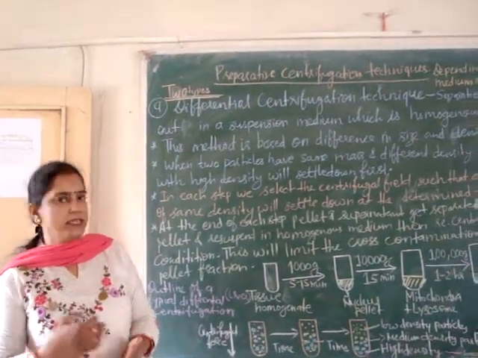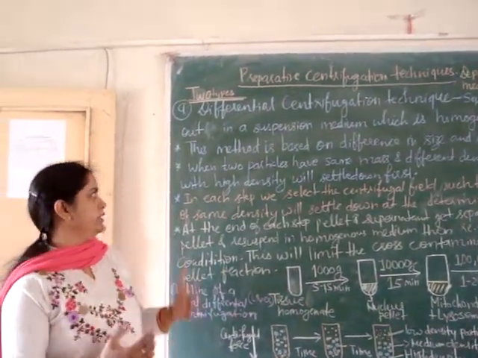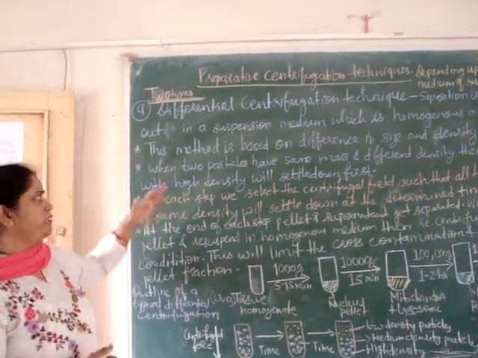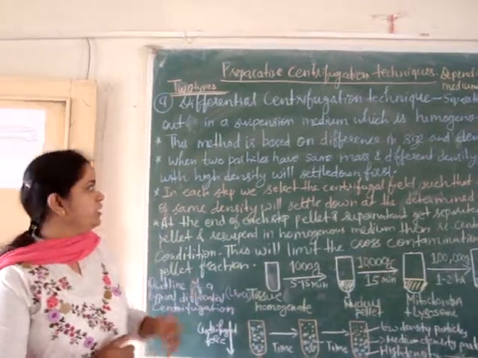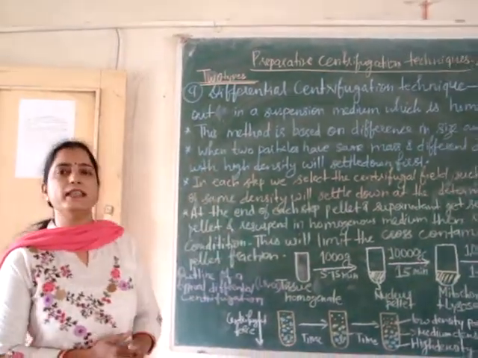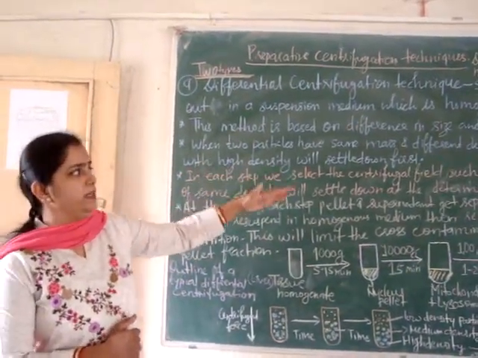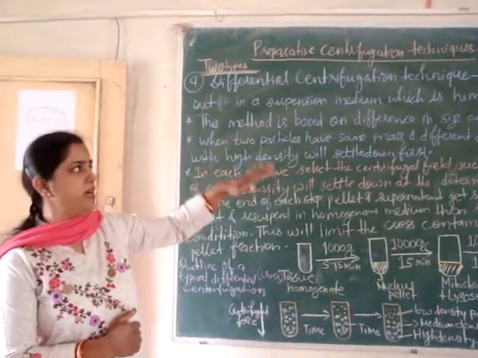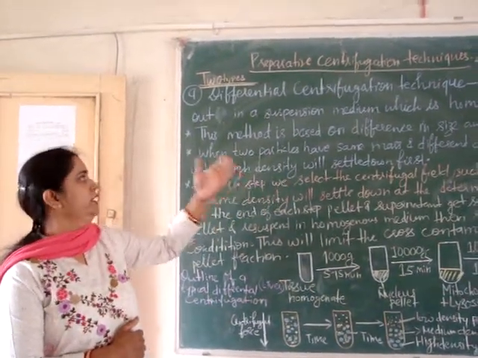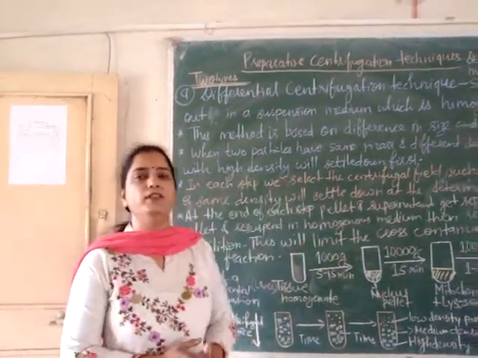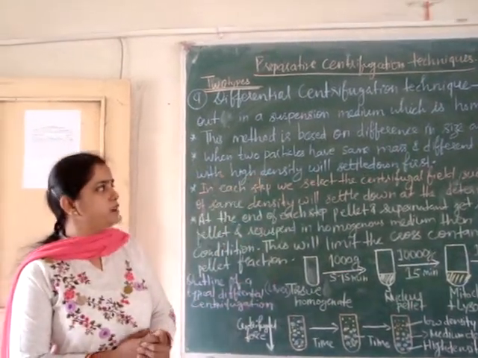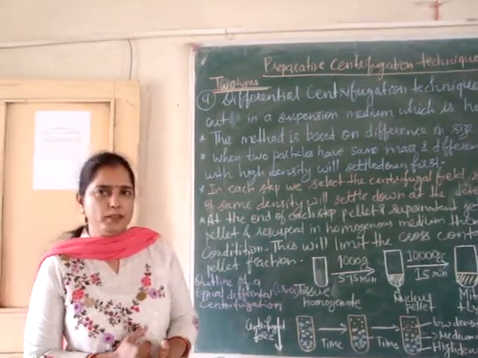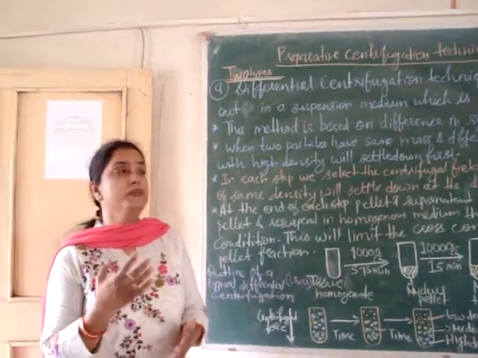There is no gradient actually. This method is based on difference in size and density of particles. When two particles have the same mass and different density, the particle with high density will settle down first. That means it will differentiate the particles on the basis of their density, mainly if they are of the same mass.